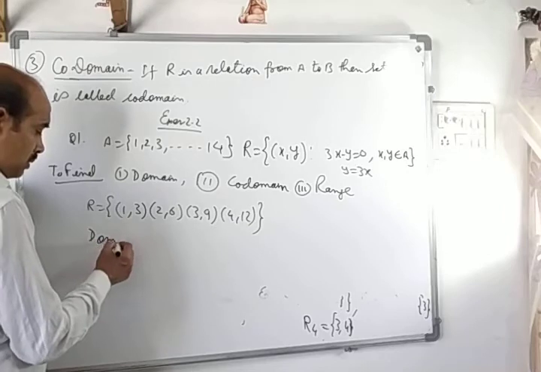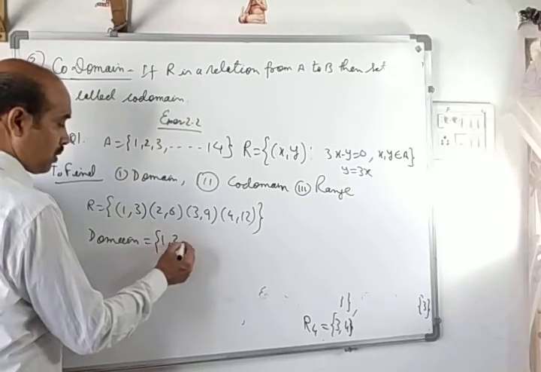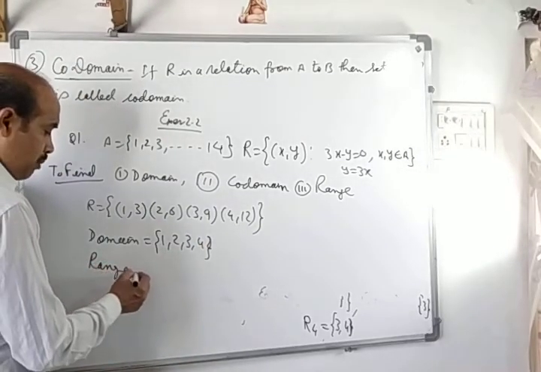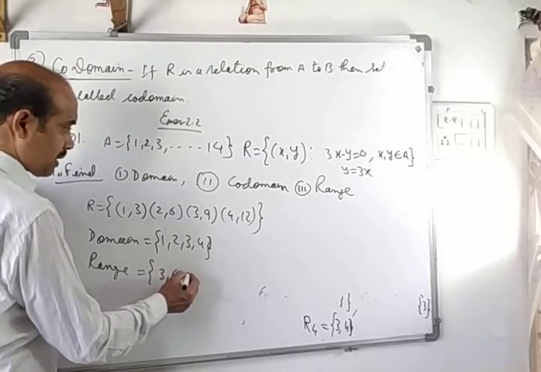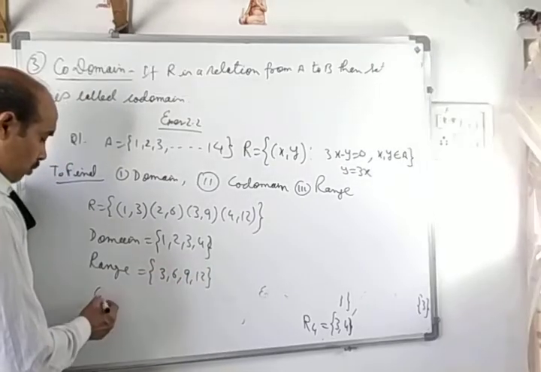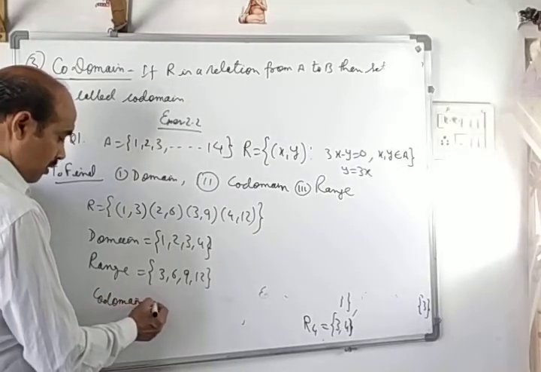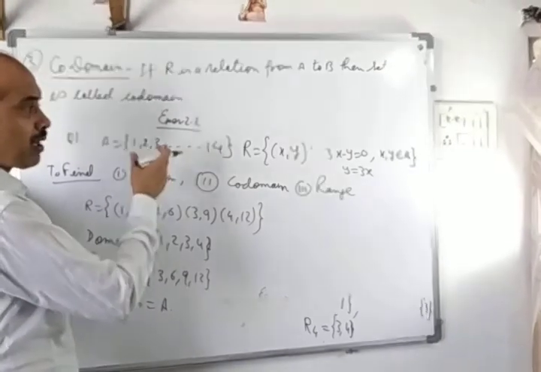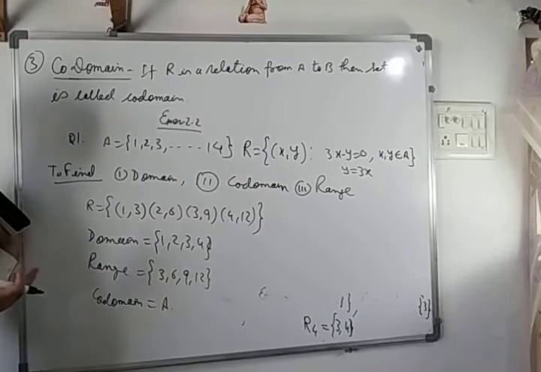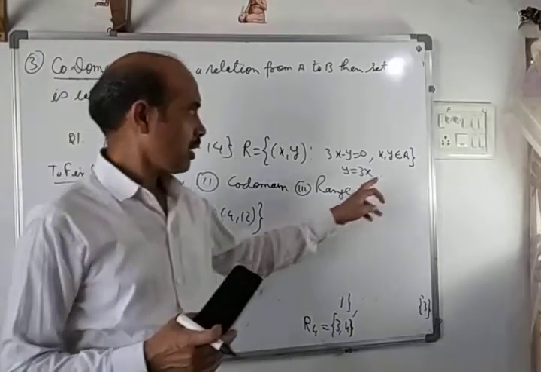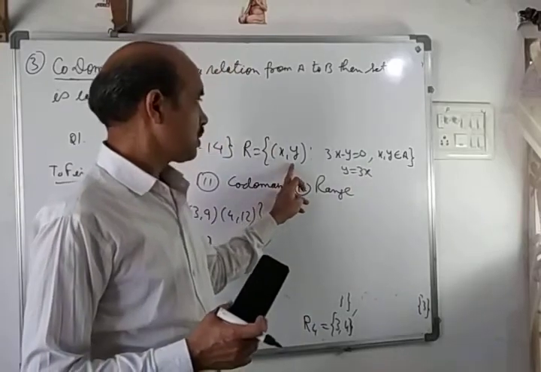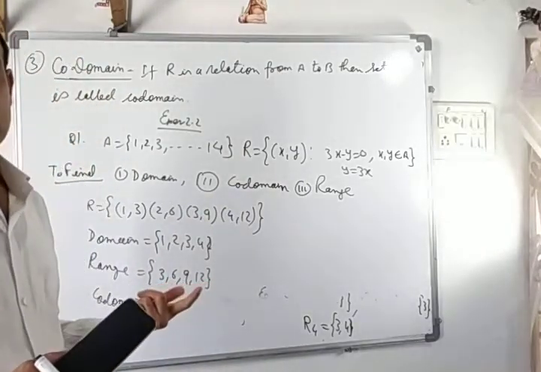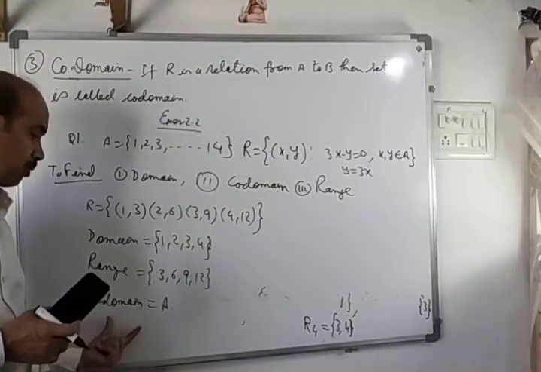Now domain is the first elements: 1, 2, 3, 4. Range is the second elements: 3, 6, 9, 12, and codomain is directly A, because this is A to A, all elements are from A, there is no set B. They have written here, see this point, x, y belongs to A. It means both the elements are from A. So this R will be a subset of A cross A. So the second set is A, codomain is A.